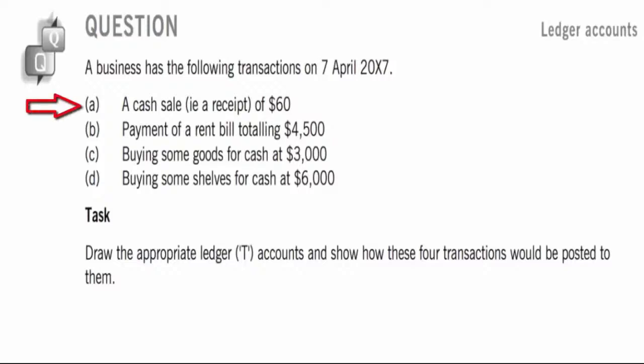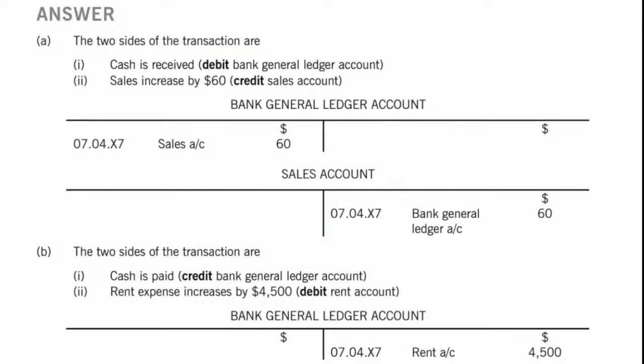Transaction A, a cash sale worth $60. The business sells goods and receives $60 in cash. Here's what happens. 1. Cash, an asset, increases because the business gets $60. This is recorded as a debit in the bank general ledger account. 2. Sales, income, increases because the business earns $60 from selling goods. This is recorded as a credit in the sales account. How it's recorded in the ledgers: bank general ledger account, debit $60 from the sales account. Sales account, credit $60 to the bank general ledger account.